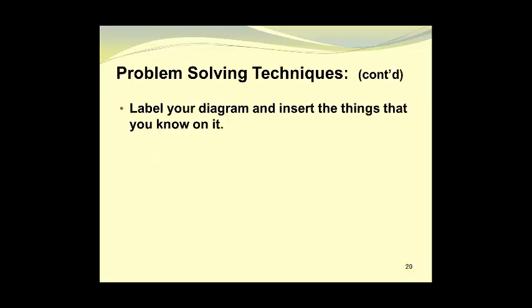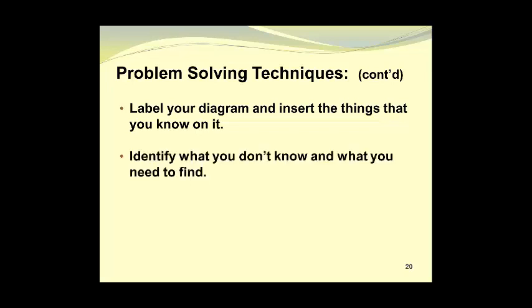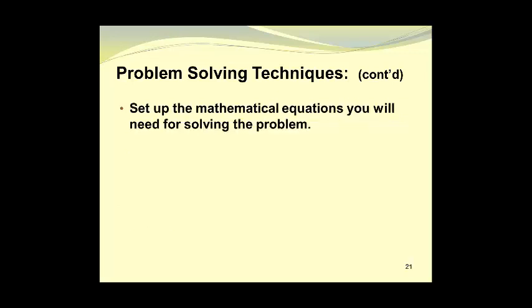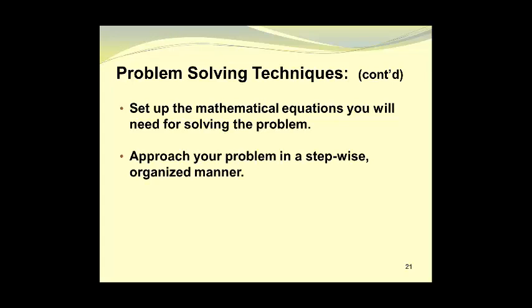Then we'll label the diagram and insert the things that we know on it. We can identify what we don't know and what we need to find out. We can try to establish relationships between the known and unknown quantities. Then we'll set up mathematical equations that we need for solving the problem. We'll approach the problem in a stepwise, organized manner, and this is key.